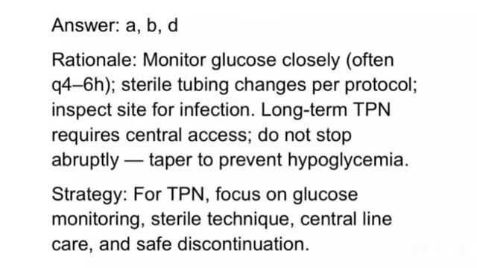Answer: A, B, D. Rationale: monitor glucose closely, often every 4 to 6 hours, sterile tubing changes per protocol, inspect site for infection. Long-term TPN requires central access, do not stop abruptly, taper to prevent hypoglycemia. Strategy: for TPN, focus on glucose monitoring, sterile technique, central line care, and safe discontinuation.